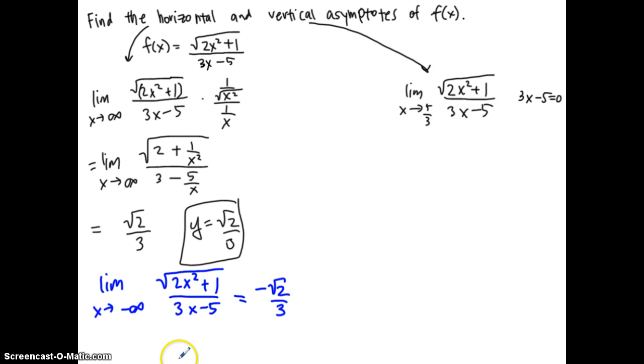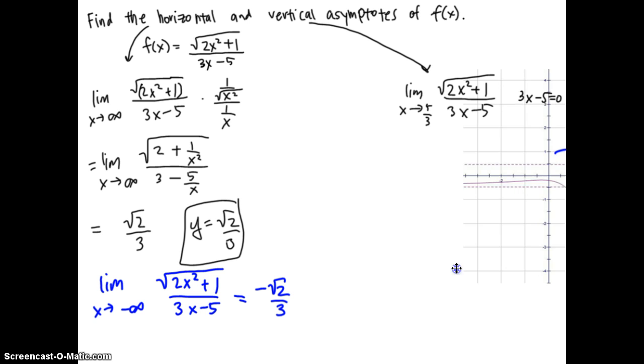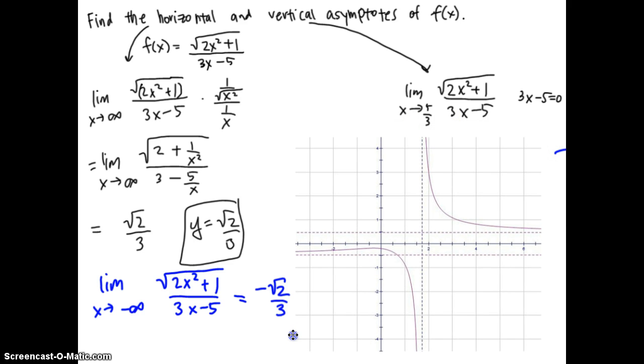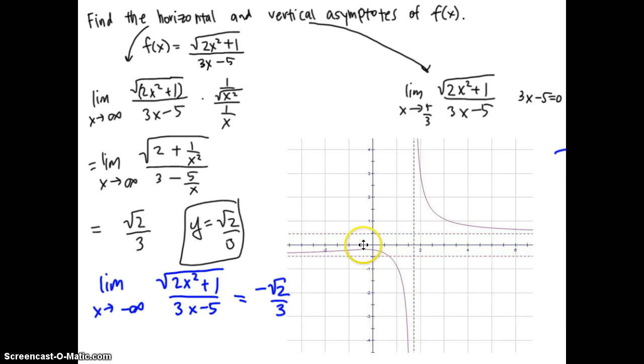Now in this case, we are going to take a look at the graph. There's nothing that looks like we can simplify in this case. So we're going to take a look at the graph here, which looks like this. So here, at positive square root of 2 over 3, we have a horizontal asymptote. Here at negative square root of 2 over 3, we have an asymptote. And then we have a vertical one here at 5/3.